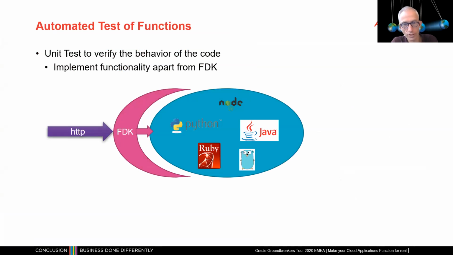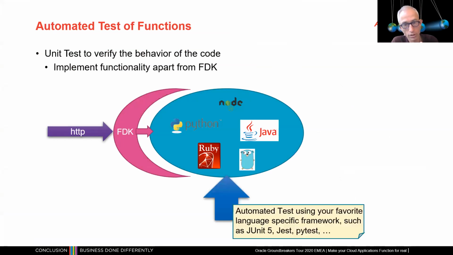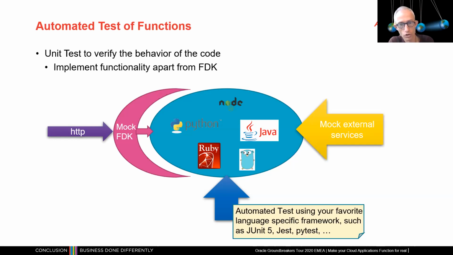Testing of functions is not very different from testing of any other code. Of course, you should have tests, unit tests, as well as integration tests, as well as smoke tests. And in order to test your function code, it's best to mock the FDK. So you can do the test using your favorite testing framework. Mock the FDK, so you can test your function code in isolation, but also test the interaction of the behavior of the FDK with your function code. And of course, but that's not special for functions, you should mock external services during a unit test.